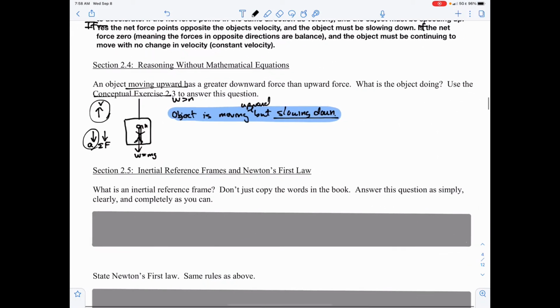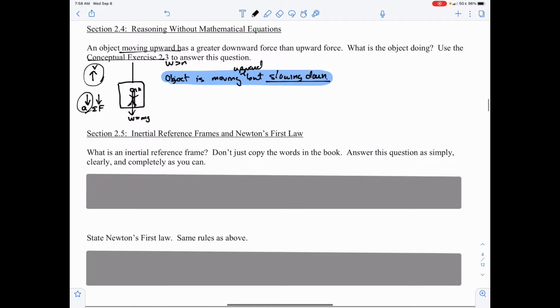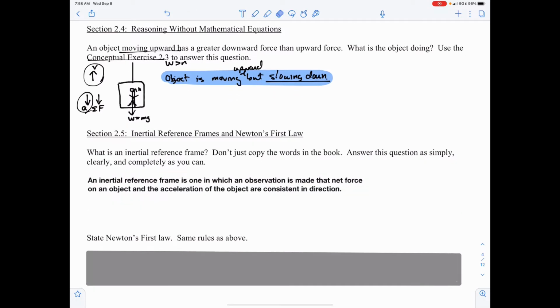Section 2.5, inertial reference frames and Newton's first law. What is an inertial reference frame? An inertial reference frame is one in which the observations that are made about the net force and the acceleration of the object are consistent in direction. So, in other words, the acceleration always points the way the net force is going. Now, this is true in certain situations.